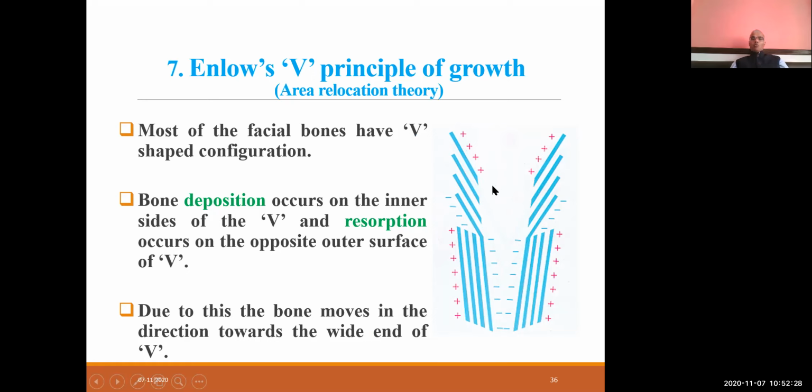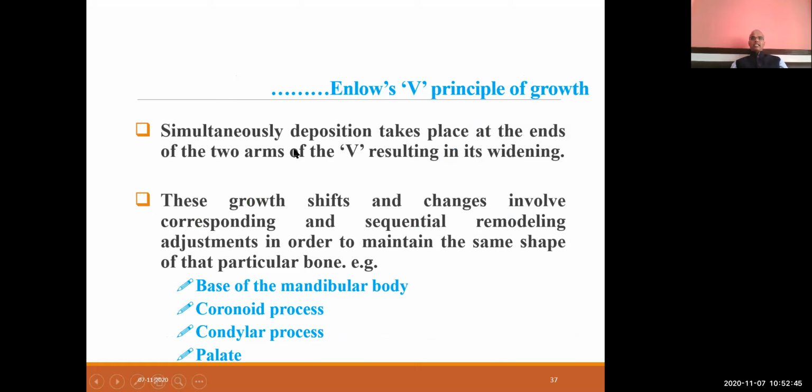Due to this, the bone moves in the direction towards the wide end of the V. And also bone deposition occurs at the ends of both arms of the V. So simultaneously, deposition takes place at the ends of the two arms of the V, resulting in its widening. These growth shifts and changes involve corresponding and sequential remodeling adjustments in order to maintain the same shape of that particular bone. It occurs in the base of the mandibular body, coronoid process, condylar process, and palate.